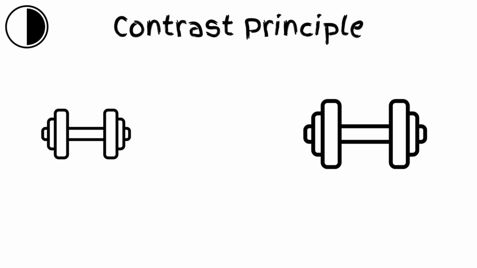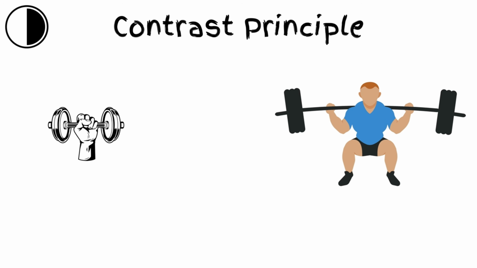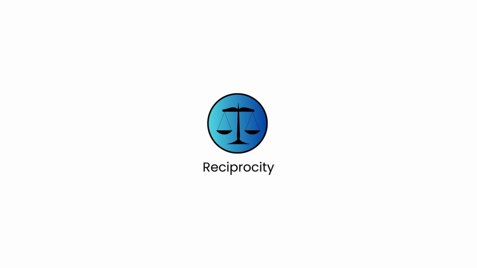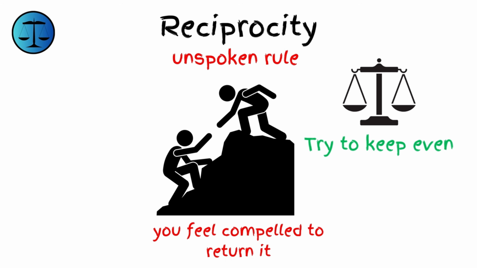Contrast principle. When two things are shown consecutively, their differences are magnified. For example, lifting a light object after a heavy one can make the lighter item feel even lighter than it is. Reciprocity. Reciprocity is an unspoken rule where if someone does you a favor, you feel compelled to return it. It's like a hidden balance that people subconsciously try to keep even.